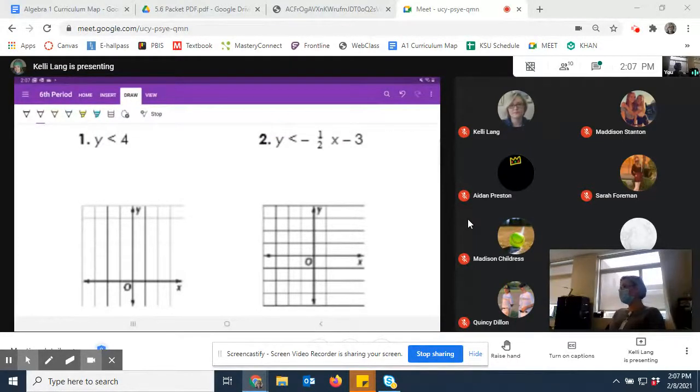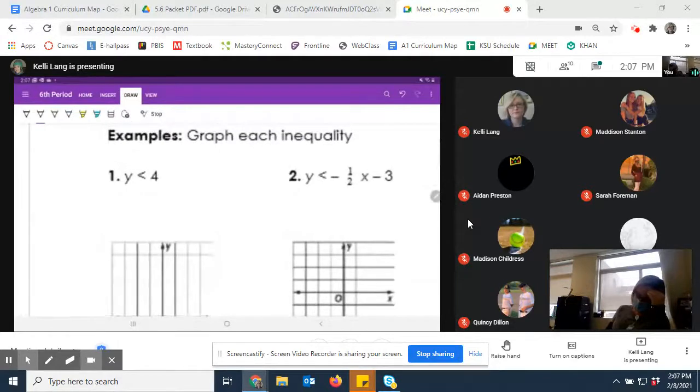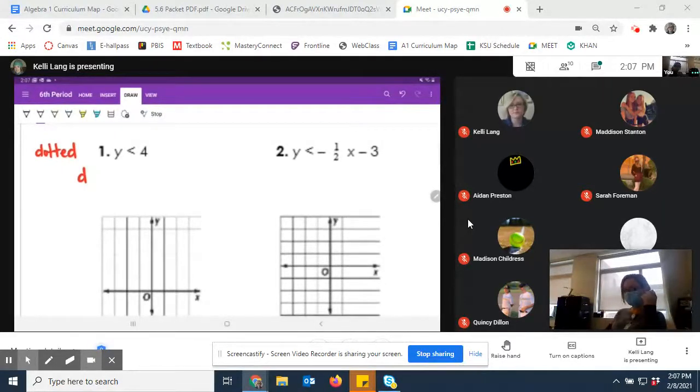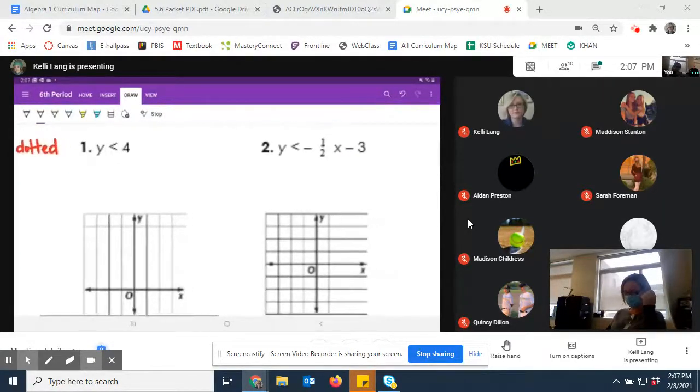Are we going to be using a dotted line or a solid line? Dotted. You betcha. So I'm going to actually write that over here just so I don't forget later. Trust me, it's really easy to forget. So I'm going to write dotted.